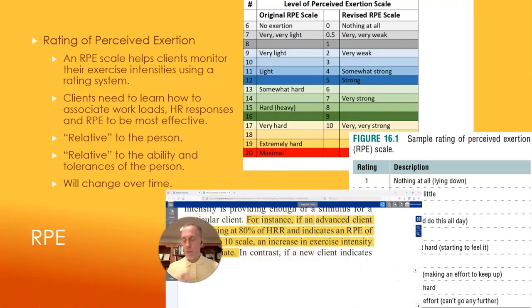Now, I have to point this out because you'll probably see this later on. If an advanced client is exercising at 80% of heart rate reserve and indicates an RPE of 4 on a scale of 1 to 10, an increase of exercise intensity is appropriate. So they're at 80% and their RPE is a 4. Well, one would think if you're at 80%, you should be working in a range where the workload is going to put you at anaerobic threshold, and your RPE should actually be a little bit higher. So if they convey to you that they're at a 4, somewhat strong, it's okay, but I'm not huffing and puffing, you may have to push the gas pedal a little bit and get them moving.